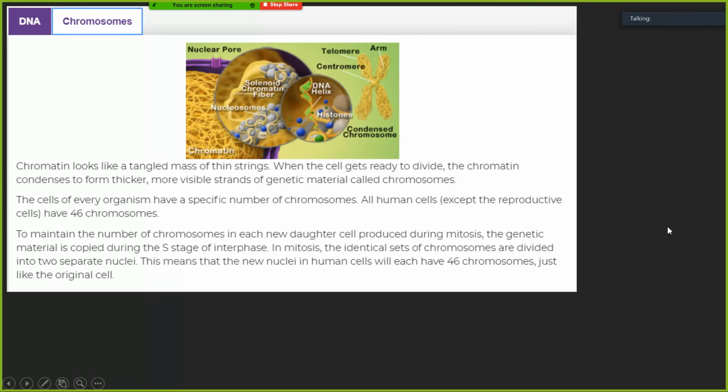And this is kind of saying the same thing. I think this picture was not as good, that's why I brought that other picture. This is just mentioning that overall we have 46 chromosomes, right?